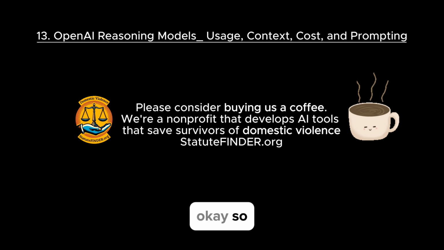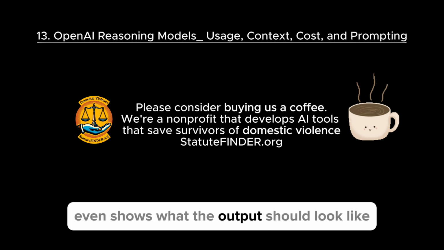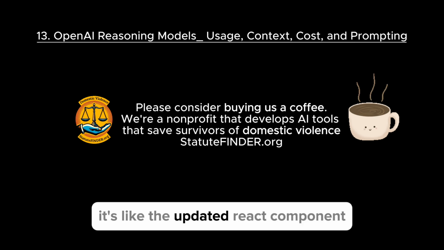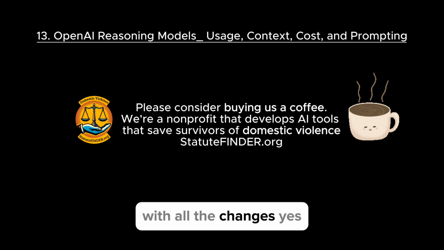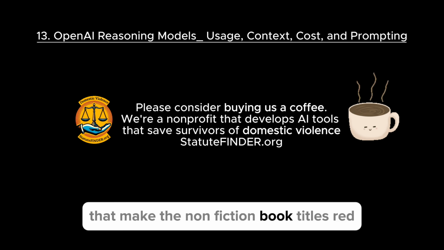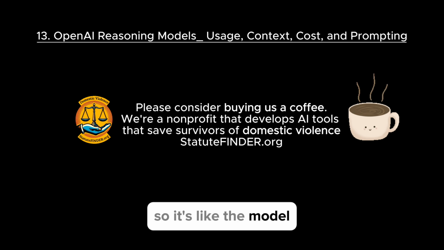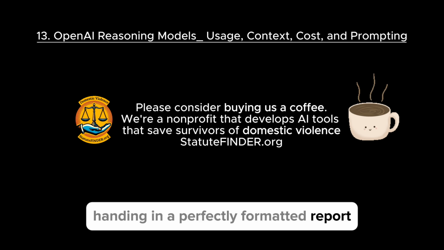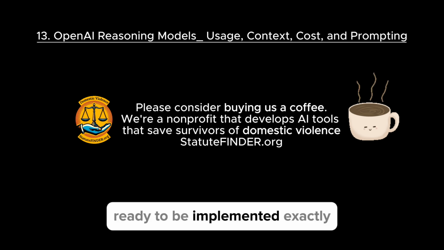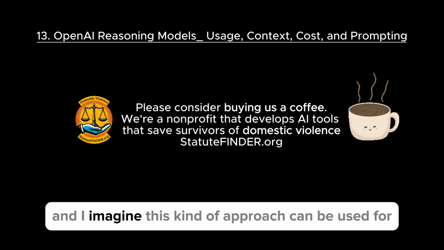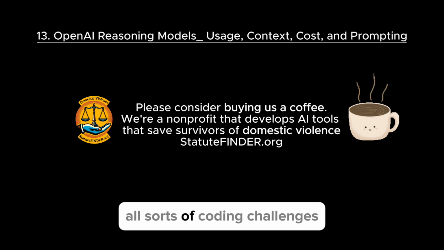Okay, so the document even shows what the output should look like. It's the updated React component with all the changes that make the nonfiction book titles red. So it's like the model handing in a perfectly formatted report ready to be implemented. Exactly. And I imagine this kind of approach can be used for all sorts of coding challenges.